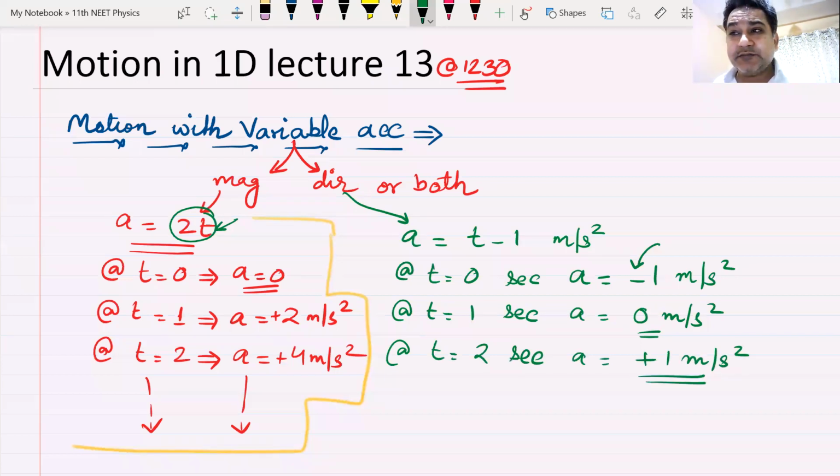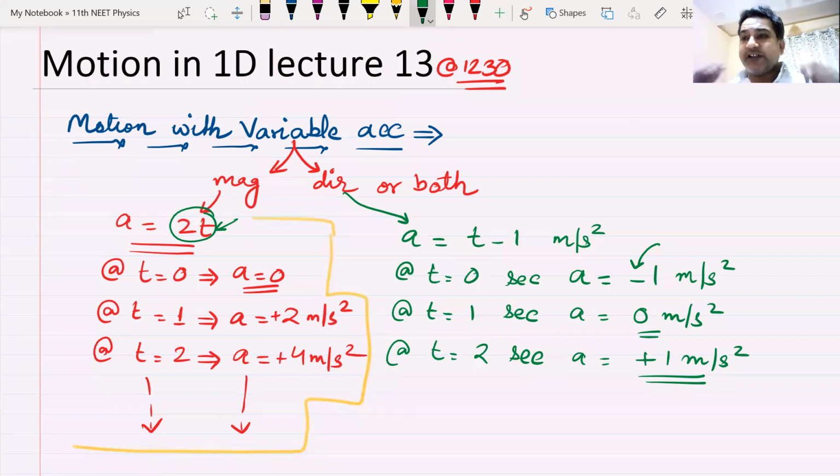So as you can see, Niharika, it should be plus 1. Acceleration has become from minus 1 to plus 1. Minus 1, the magnitude was 1. Direction was negative. After 2 seconds, at time t is equal to 2 seconds, the acceleration has become plus 1 meter per second square. So it has changed direction.